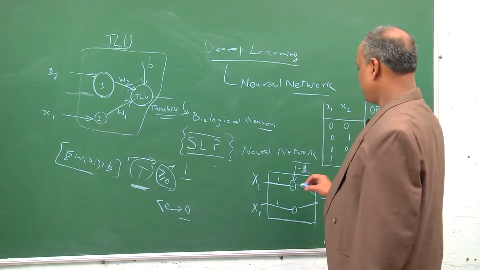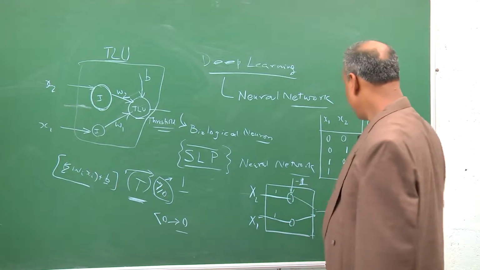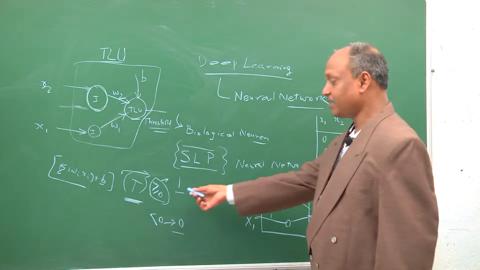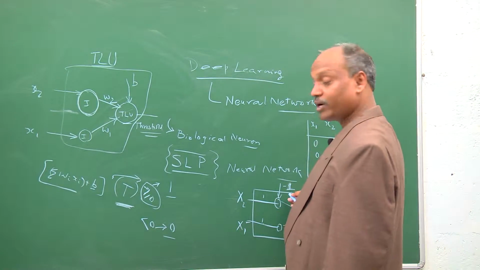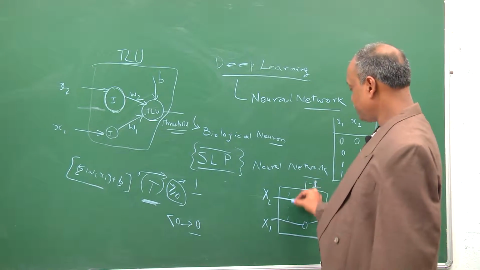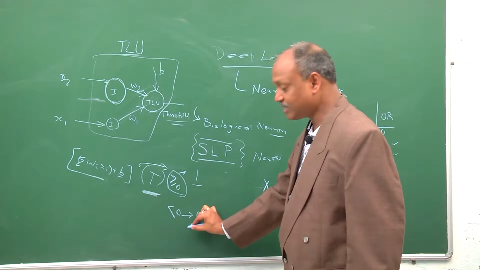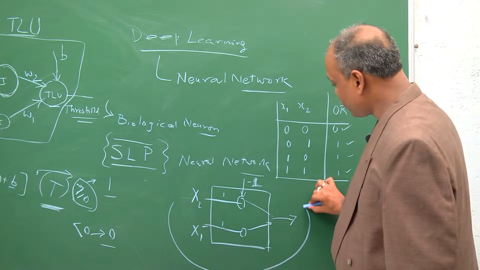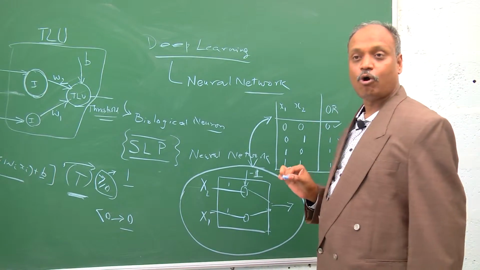Let's try it. 1 plus 1, 2, minus 1, 1 is greater than or equal to 0. So it will give you 1. Fine. 1 plus 0 is 1, minus 1 is 0. 0 is greater than or equal to 0. It is giving you 1. 0 plus 1 is 1, 1 minus 1 is 0. 0 is greater than or equal to 0. So it will give you 1. Now let's say 0 plus 0. 0 plus 0 minus 1 is minus 1. So minus 1 is less than 0. So it will give you 0. So now here we have a threshold logic unit function which is mimicking an OR function.